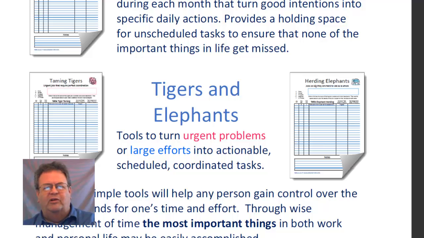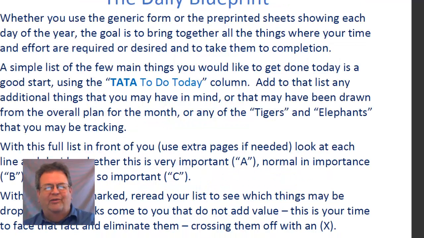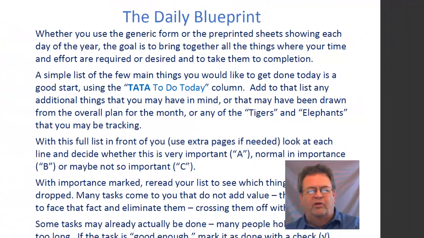So those are the basic sheets we have available here in the time management system. So let's talk a little bit about the daily blueprint. In this case, this sheet of paper is one in which, whether you're using the generic form or the pre-printed sheets that show every day of the year, the goal is to bring together all the things where your time and effort are required or desired, and to take those things to completion.